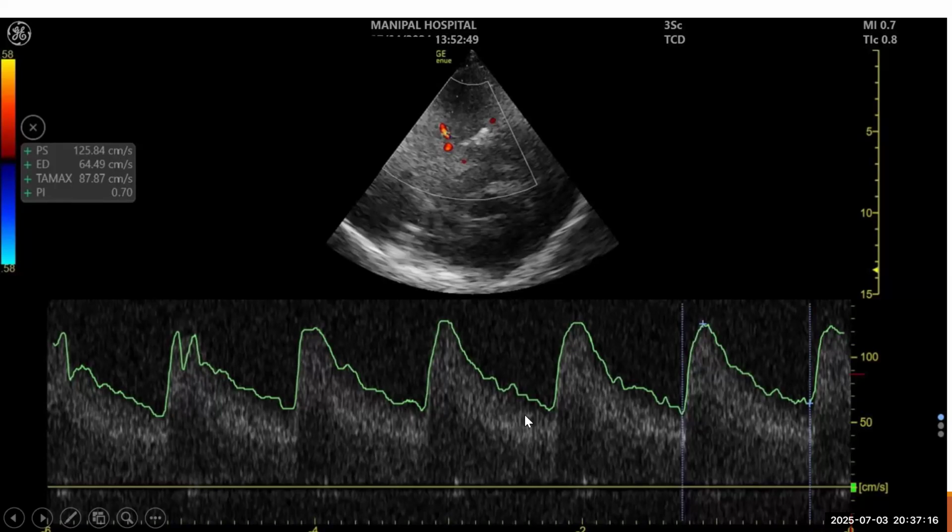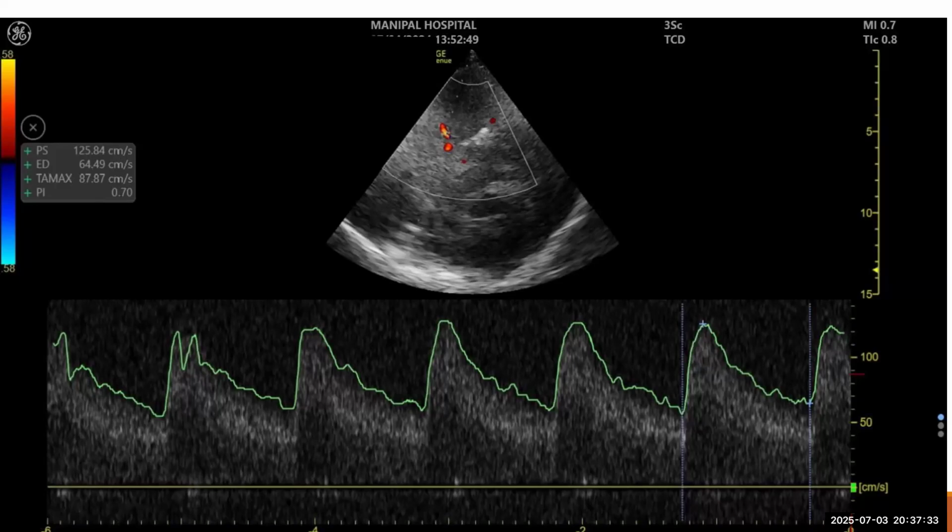What do MI and TI indicate? Can anyone say? MI is mechanical index. TI, not sure. So MI is mechanical index, as sir was telling, and TI is thermal index.